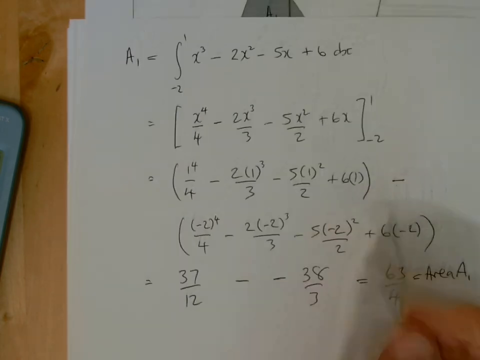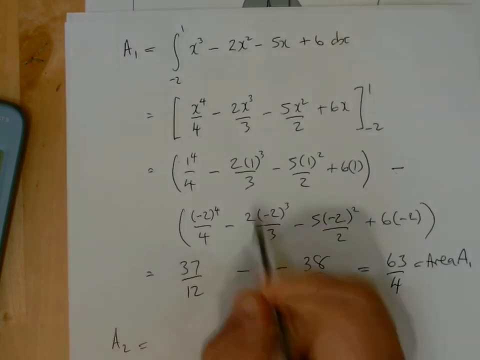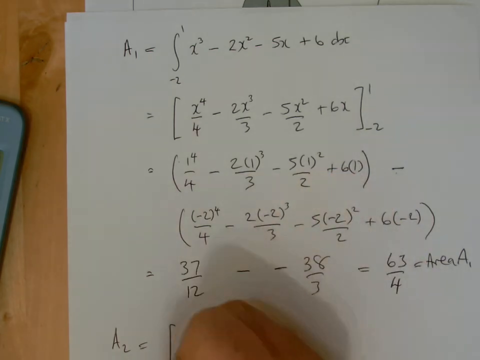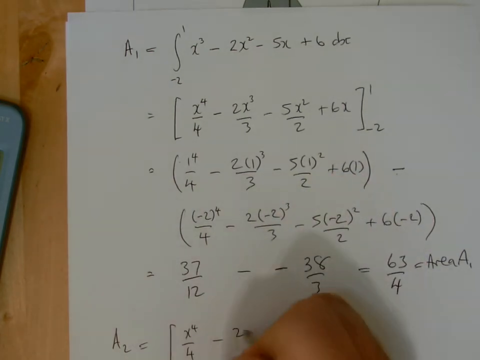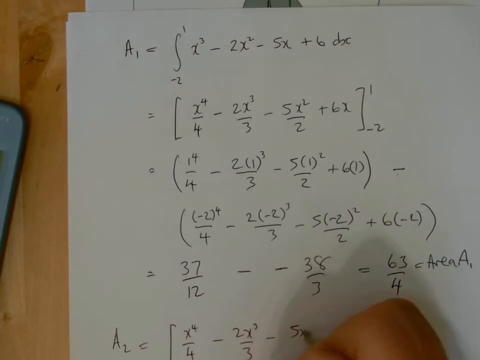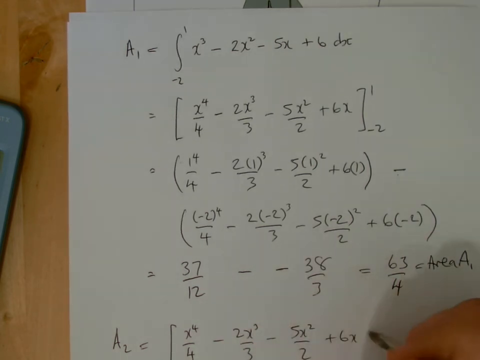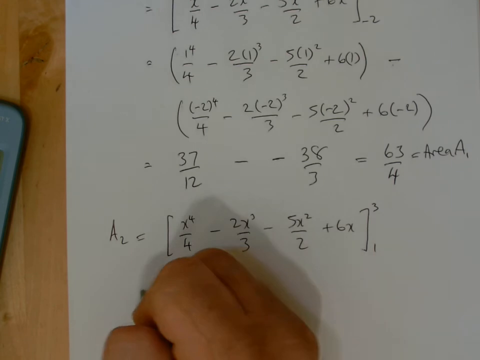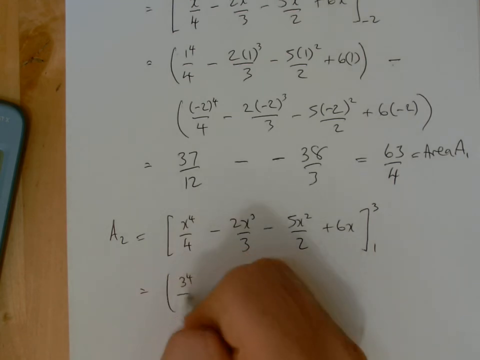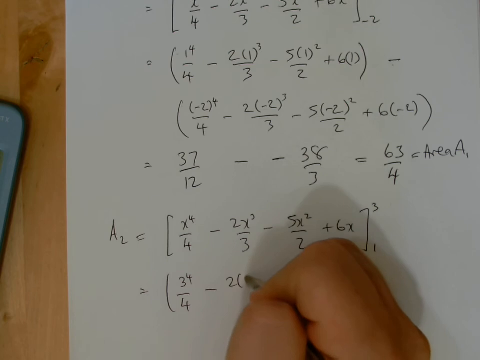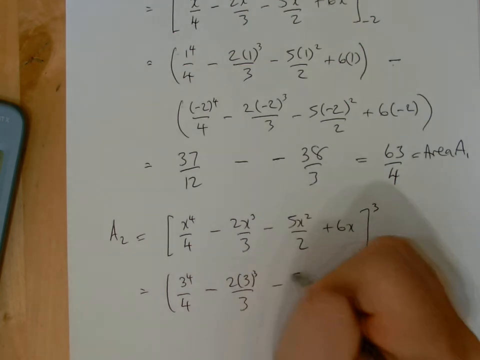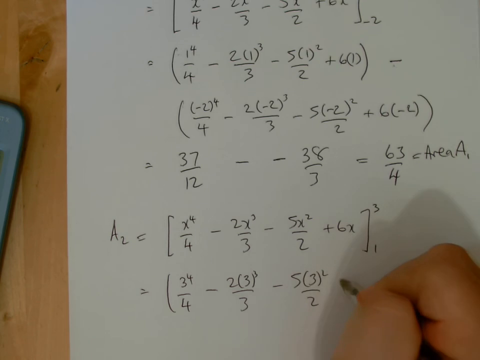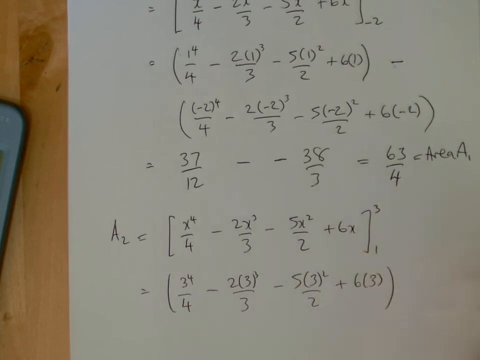Now, the good thing is there's less work this time, because when it comes to A2, you literally just go straight to this here. So you don't need to integrate again. You've done it already, so you just use that answer from before. So make sure you copy it down. But now put the new limits in, which is between 1 and 3. The top number goes there, and then the lower number goes there. So you're going to substitute that in. So 3 to the power 4 over 4, take away 2 times 3 cubed over 3, take away 5 times 3 squared over 2, plus 6 times 3.